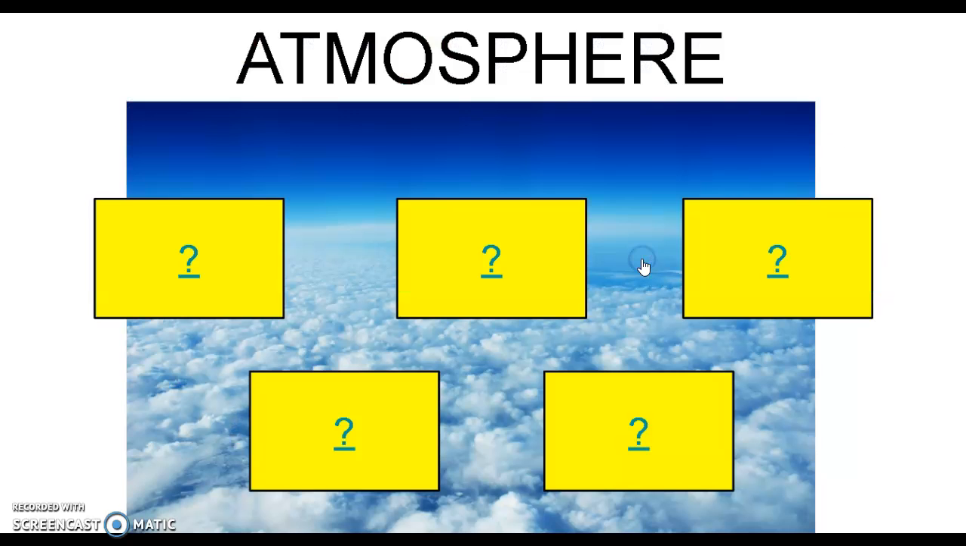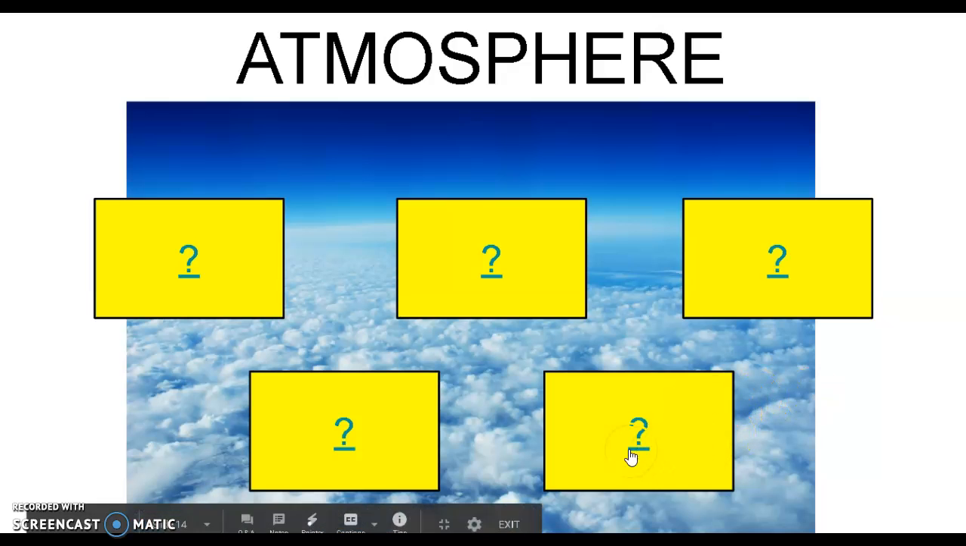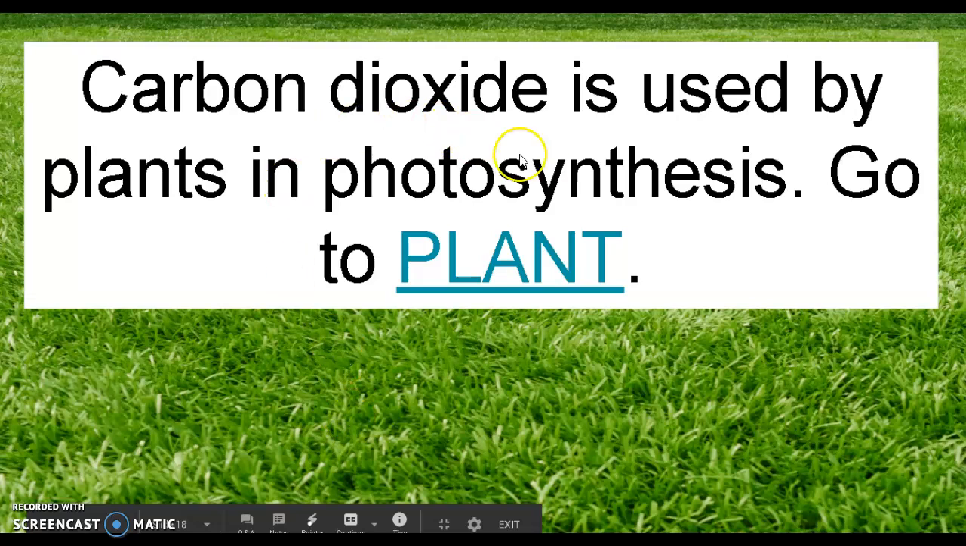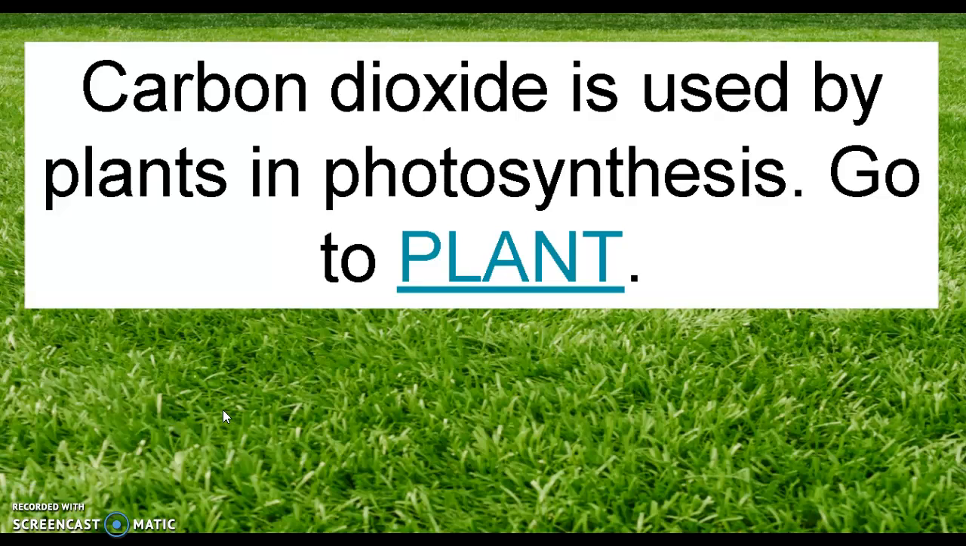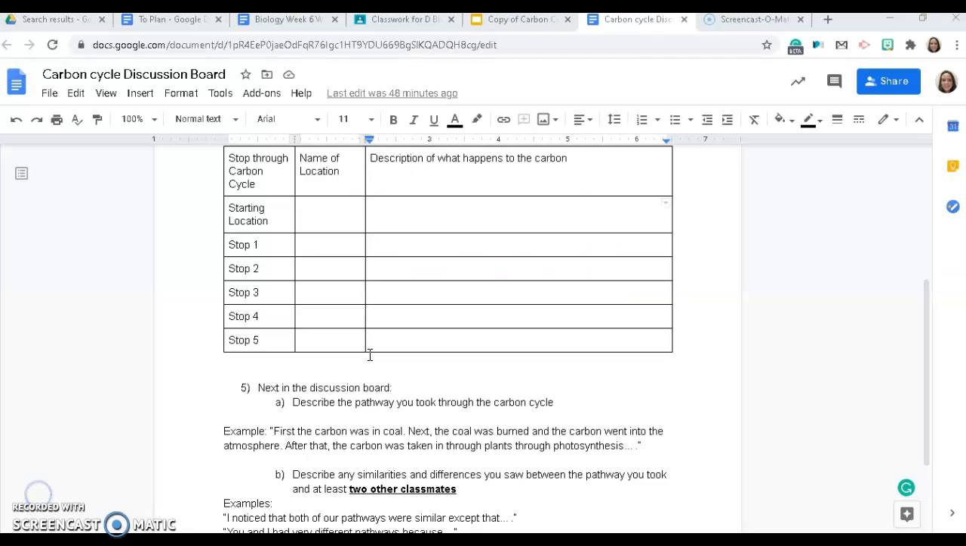And I click on atmosphere, and it brings me to the atmosphere, and I want to find out what happens to the carbon in the atmosphere, and I can just click on any one of these to find out what would happen to the carbon, and then to find out where it goes next. Once I get through at least 6 total locations, it's okay if you repeat locations, but you need to get through at least 6 locations. So your starting place plus 5 more places.